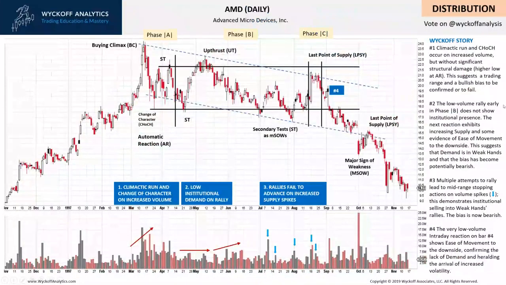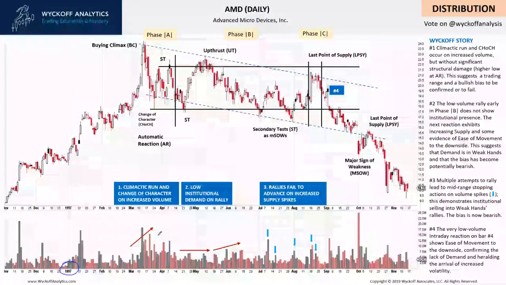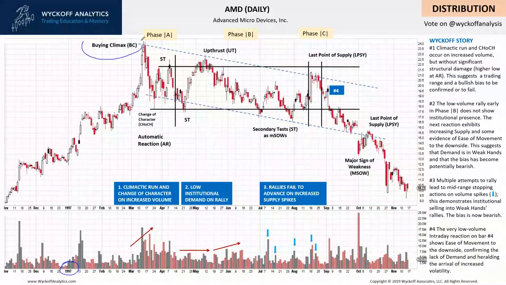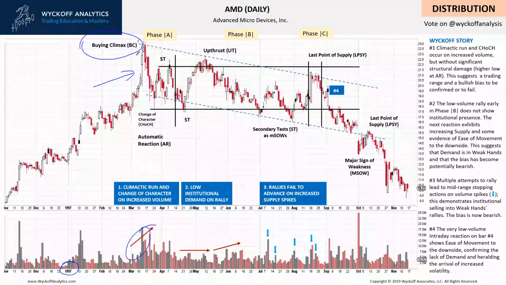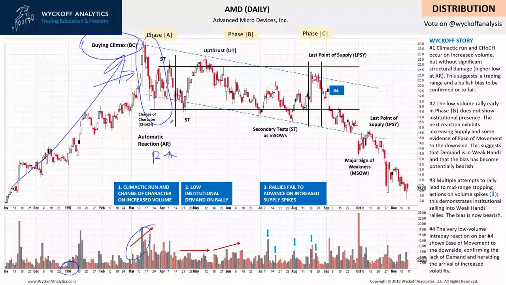So this was Advanced Micro Devices in 1997. When you look at how the price unfolded structurally, it makes a lot of sense. Climactic run, very well defined. Change of character, suggesting still reaccumulation at this point. There is really not a lot of structural damage that we see here. It's what comes next: deterioration of the demand.